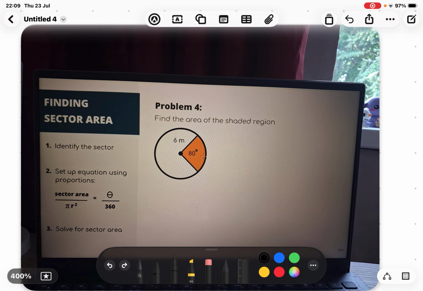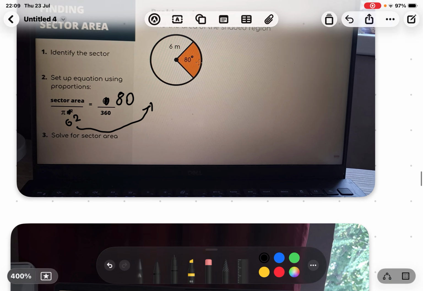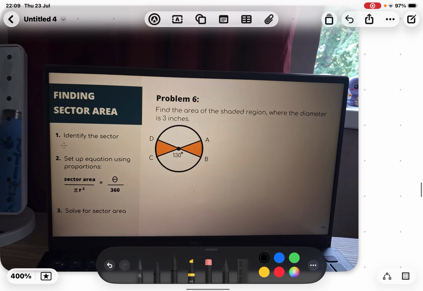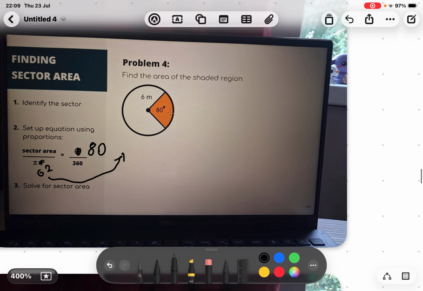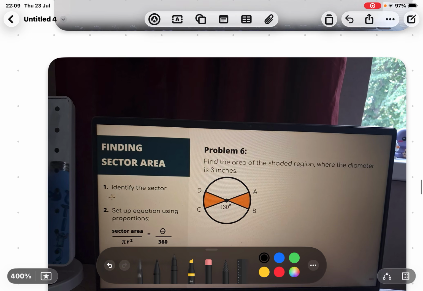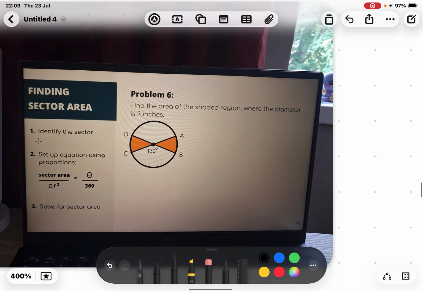Find the area of the shaded region. All the equations are here, so we again just use rearranging. It would be 6 squared, and then over here we would have 80, and then we would move this here, and then we would have the sector area. Then same here, but again 3 inches, so r will be 1.5.